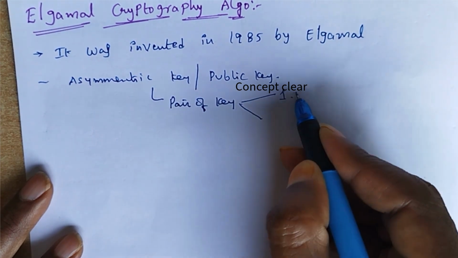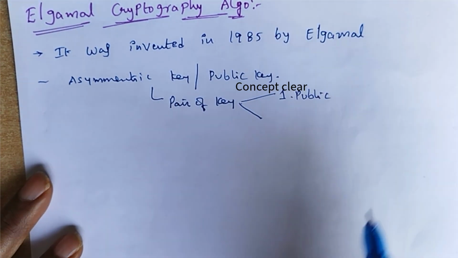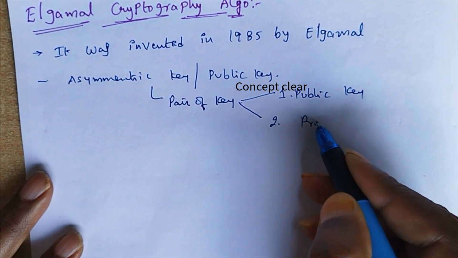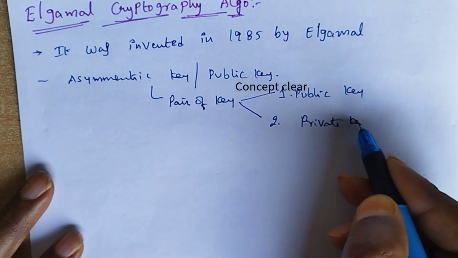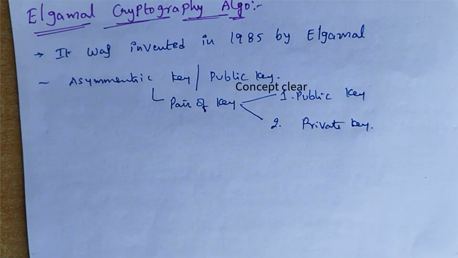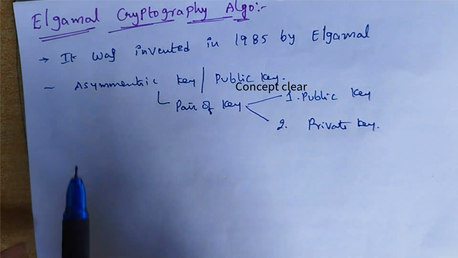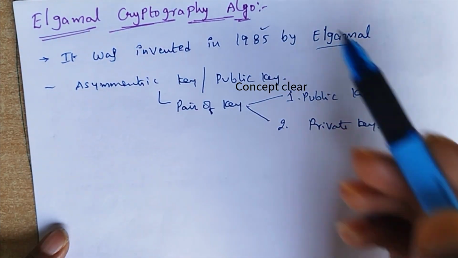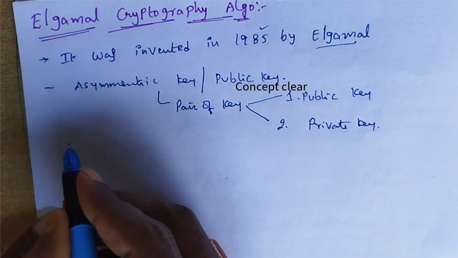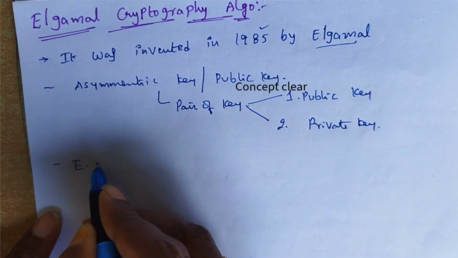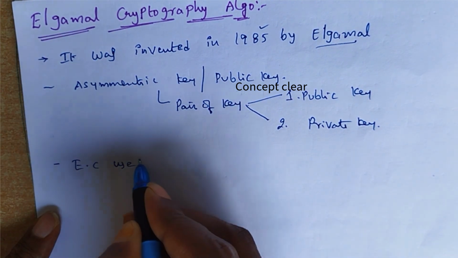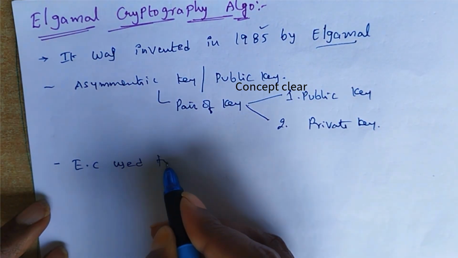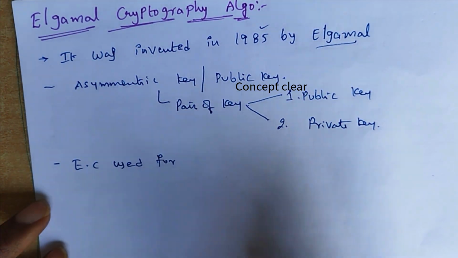First one is the public key and the second one is the private key. Okay, here we will use two keys, the public key and the private key, for encryption as well as decryption. The ElGamal algorithm was invented by ElGamal in 1985. It is mainly used for digital signatures and digital transactions.